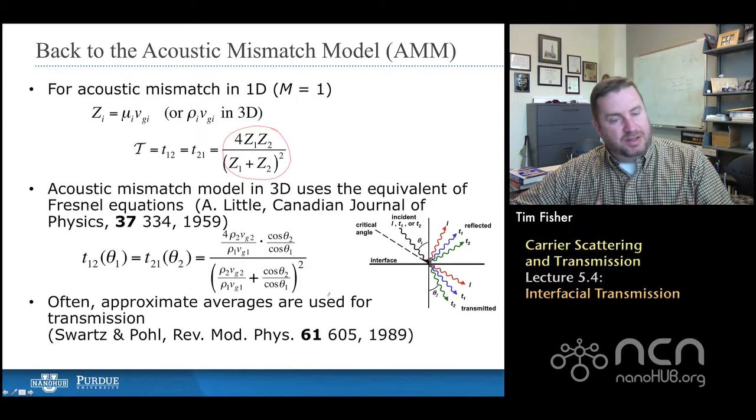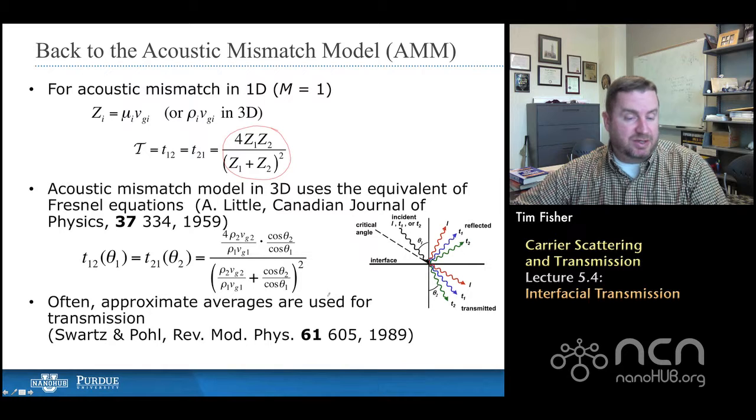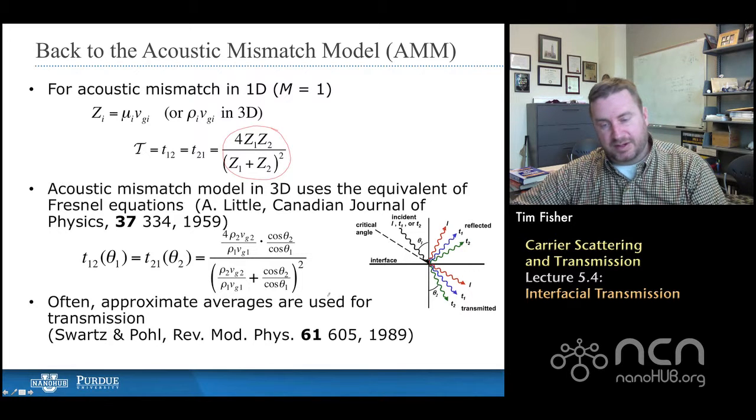Now, often, this is a fairly complicated process, especially if you have anisotropic materials. There's a lot of different factors that can complicate the analysis. But I'll just mention here, in the last bullet, that approximate averages are often used for this transmission, averaging over the geometric regions, three-dimensional spaces, and such.